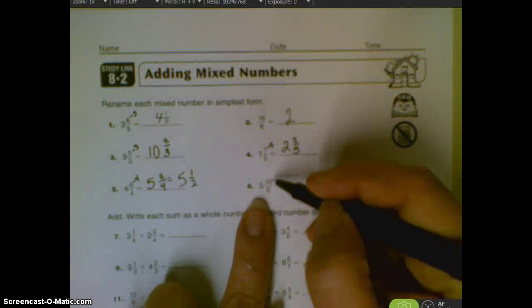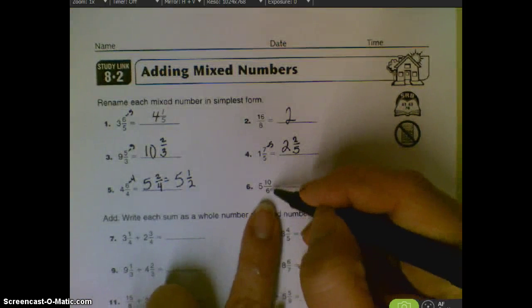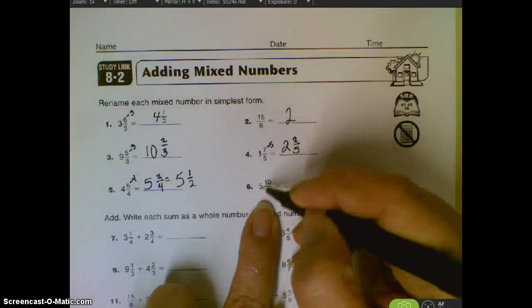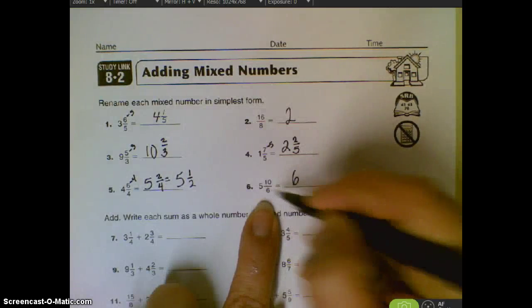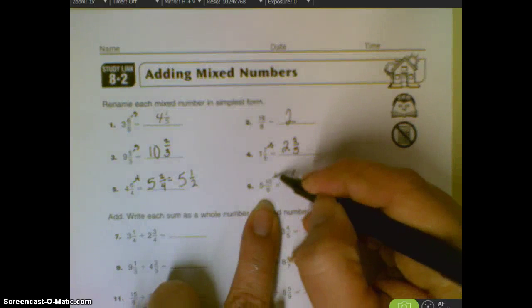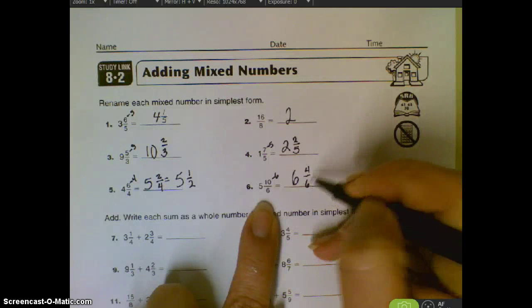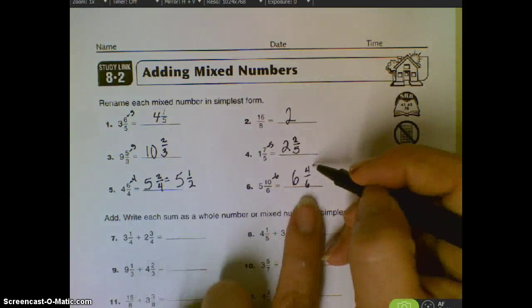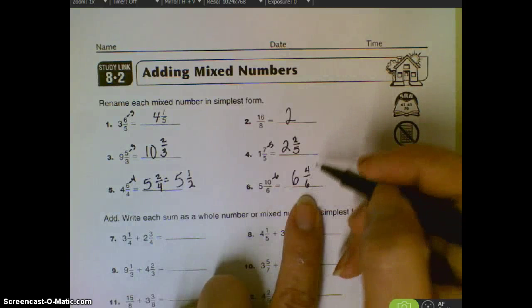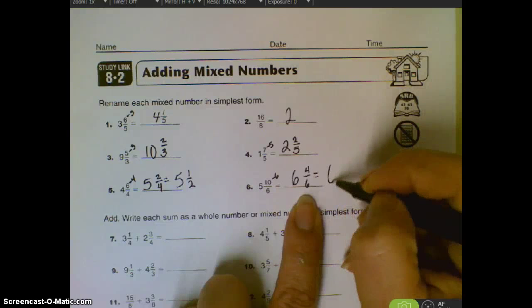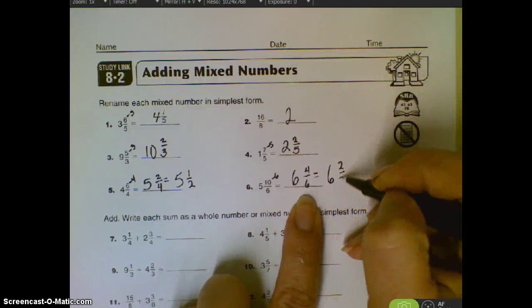5 and 10/6, same thing, 6 out of 6 will make a whole, so we have 6 whole numbers then. And if I subtract 6, I have 4 left over, so 6 and 4/6. This is one where I'm going to want to reduce it. I can divide both of them by 2 over 2, and if I do so, I get 6 and 2/3.